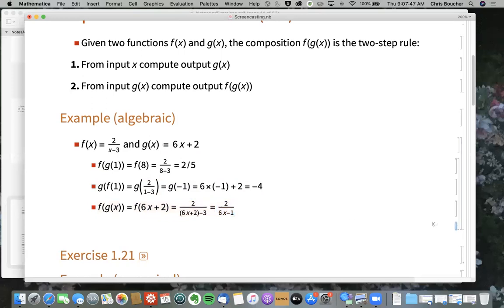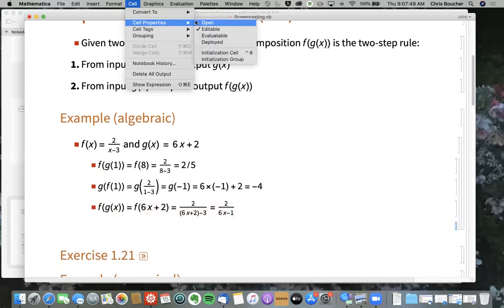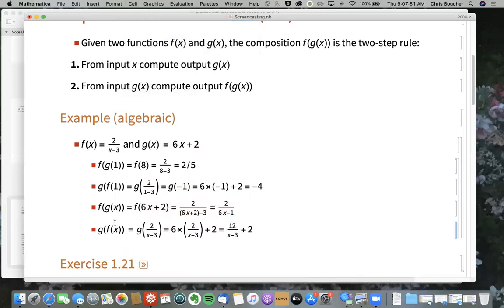If we do this in reverse order, we're going to get something different, but it's the same strategy for evaluation, right? So here I'm doing f of g of x, here I'm doing g of f of x. I start on the inside. What's f of x? It's 2 over x minus 3. So the f of x gets replaced there with a 2 over x minus 3. And then I just apply the rule g, right? G of input is 6 times input plus 2. So g of this thing is 6 times that thing plus 2.